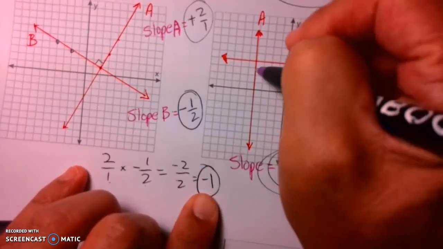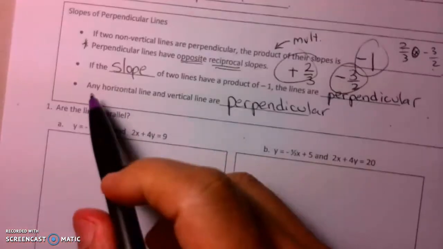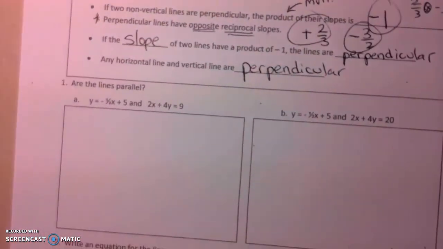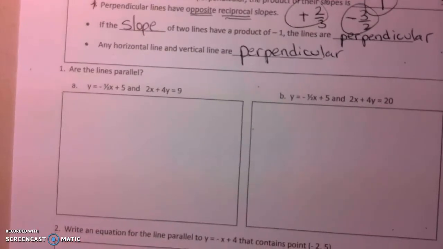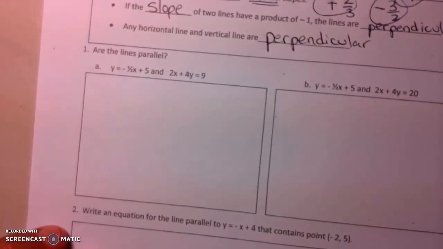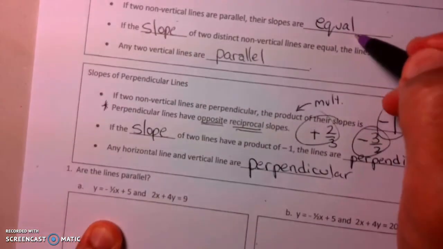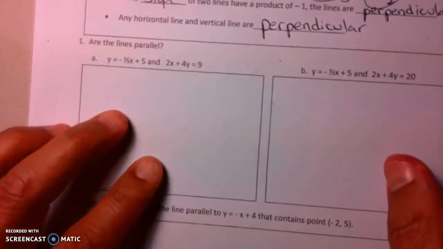But we do know that these two are clearly perpendicular lines. So that's why we add this third bullet point. Okay, number 1A and 1B. Are the lines parallel? Well, all you've got to do is compare the slope numbers, and if they are equal, then the lines are parallel.